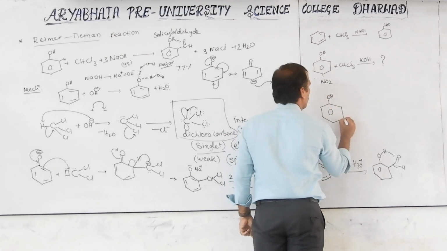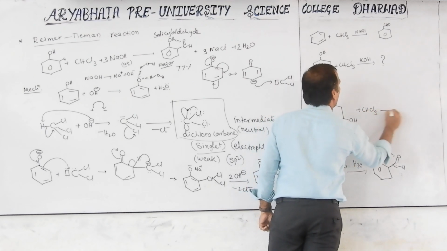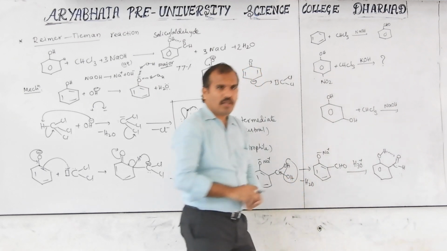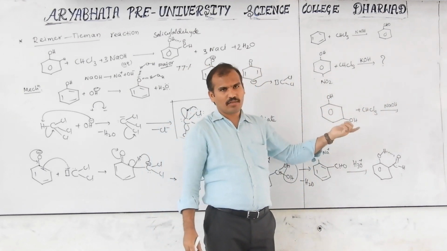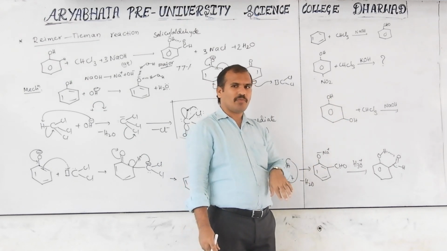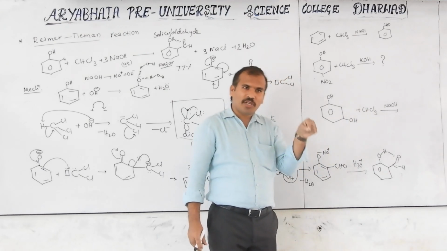OH, CHCl3 and NaOH. Here also, whether the reaction occurs or not, write the product. If it occurs, write the product. If not, give the reason. If the reaction occurs, how many products form? It means at which position.